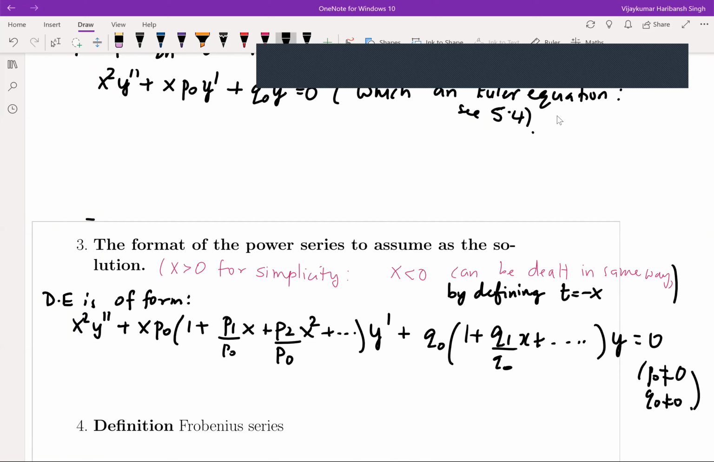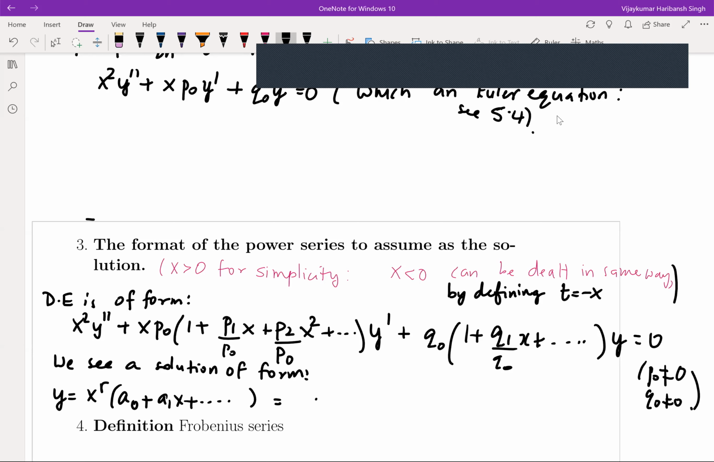So we seek a solution of the form y equals x to the r times (a naught plus a1 x ...), which is x to the r summation n equals 0 to infinity a n x to the n, which is summation n equals 0 to infinity a n x to the power n plus r.